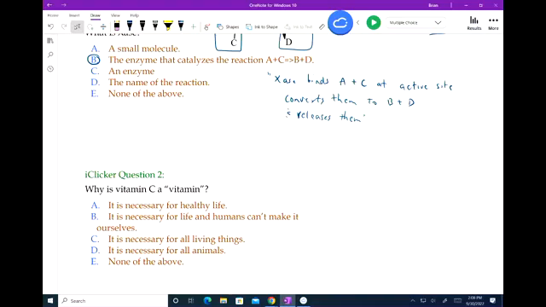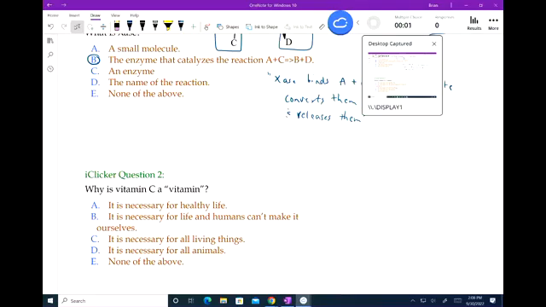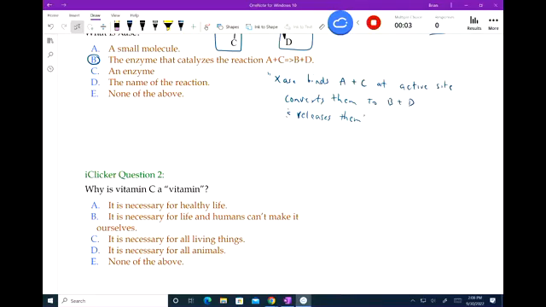So, here, you tell me, why do we call vitamin C a vitamin? What makes a thing a vitamin?